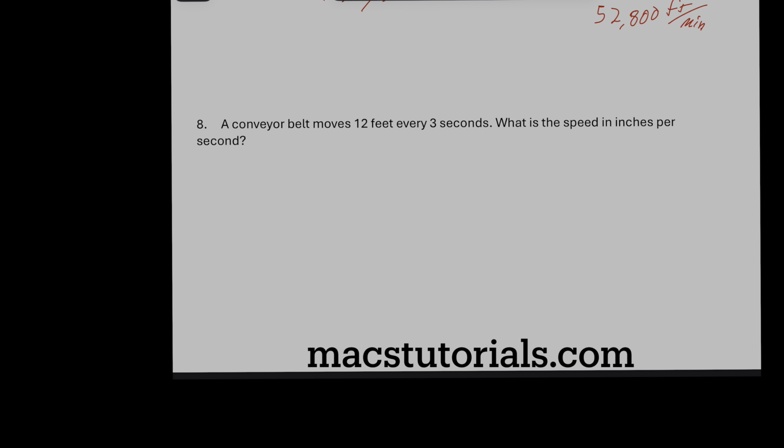A conveyor belt moves 12 feet every 3 seconds. What is the speed in inches per second? Well, I don't have to do the seconds, so that's kind of cool. All I have to do is the feet. And I know if I put feet on the bottom, inches on top, I have 12 inches in 1 foot. Why didn't I go feet on top, inches on bottom? Because the one you want to get rid of has to be in a corner. One has to be top, one has to be bottom. And right here, I can even do this. Watch this. 12 times 12 divided by 3, and I'm going to get 48 inches per second.